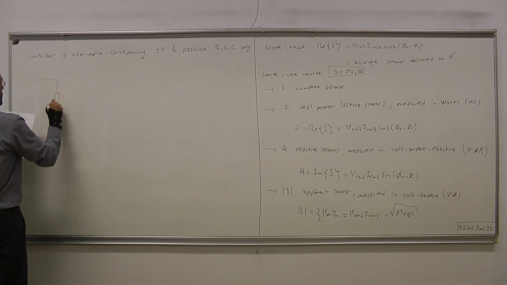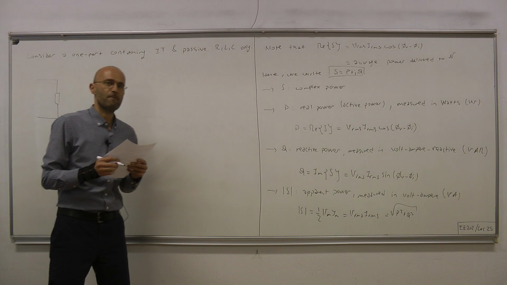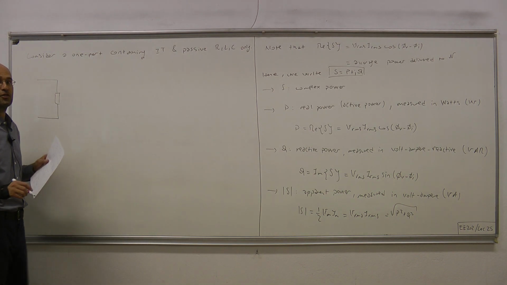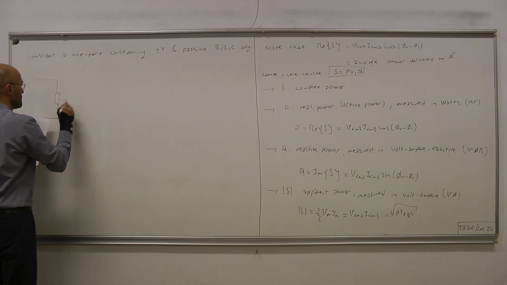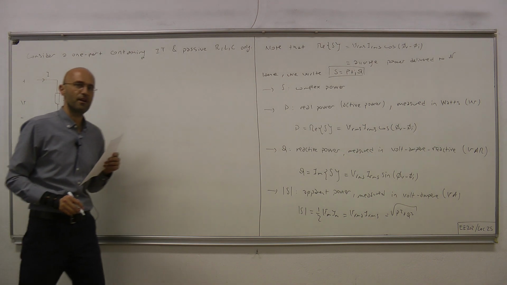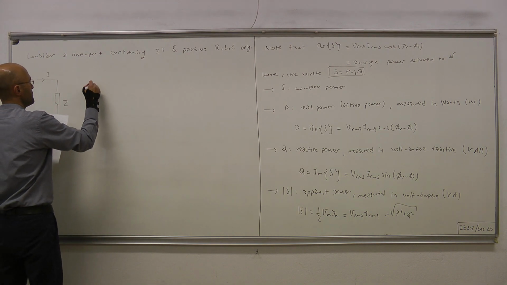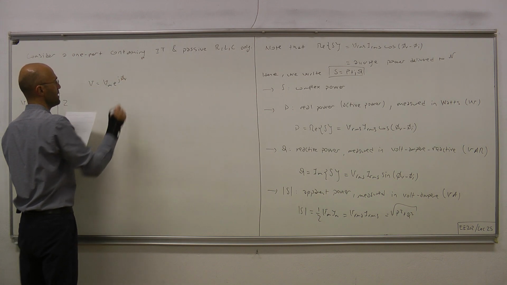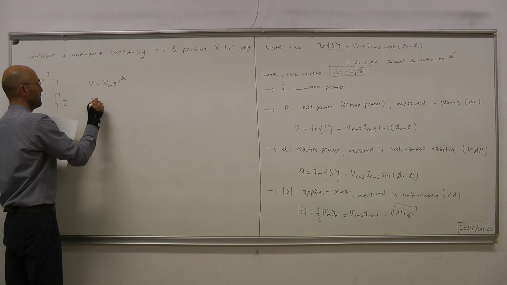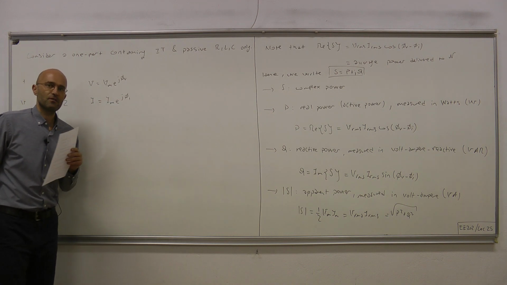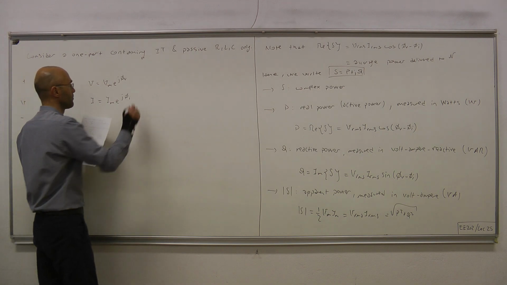Such a one port can be represented by its impedance from the point of view of input current voltage characteristics. So let Z indicate its impedance, and here we have the voltage, and this is the current in phasor domain. So V is, as before, the magnitude times e to the j phi V, and the current phasor is the magnitude times e to the j times the phase of the current, phi I.